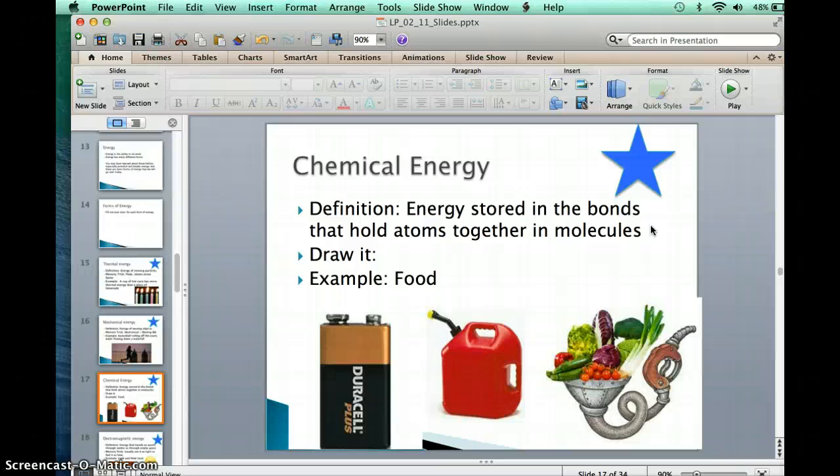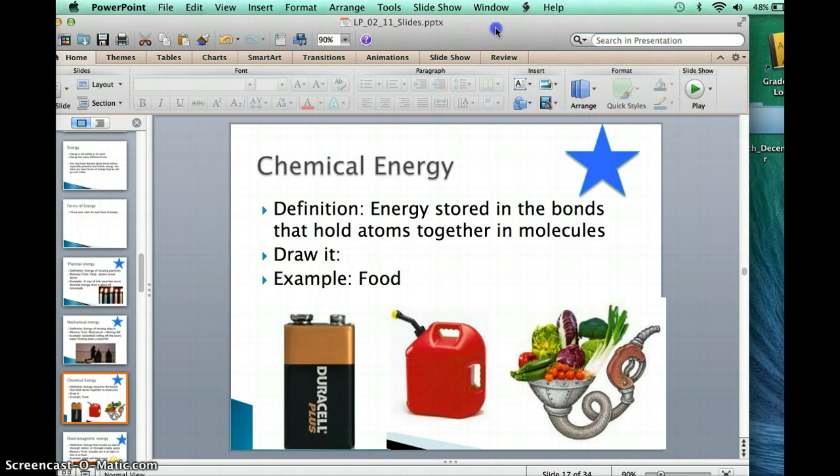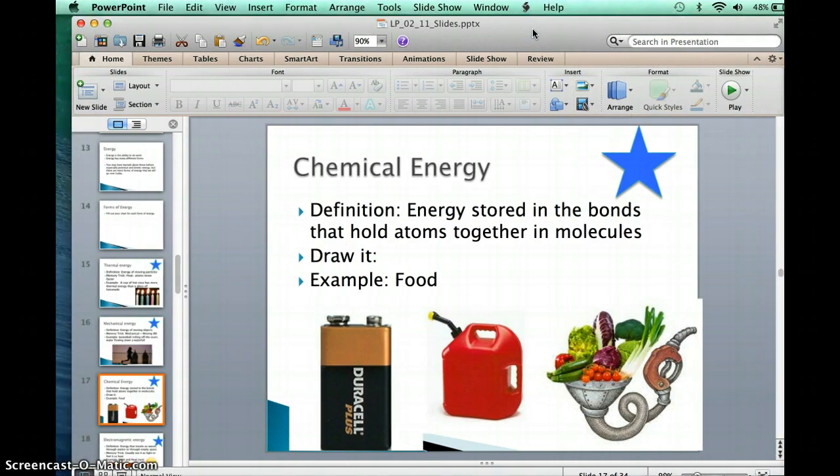So when they're chemically bonded together, there's an energy that's stored in that chemical bond, and we call that energy chemical energy. So it's basically just energy being stored, and it's not being used yet. So examples could be a battery. We haven't used the energy yet, and when we do use it, then it's being used, but when we're not using it, it's just stored.